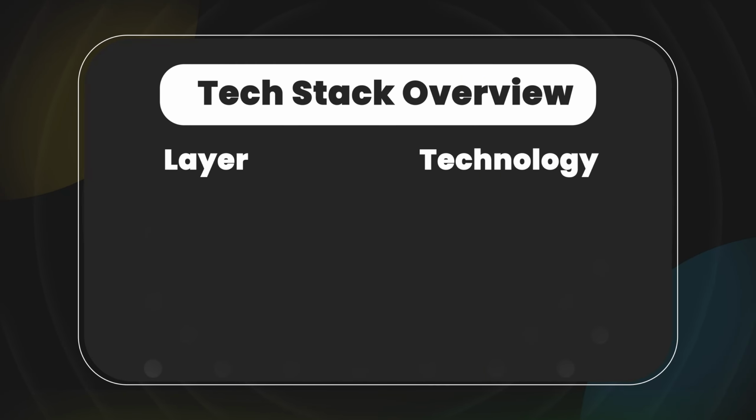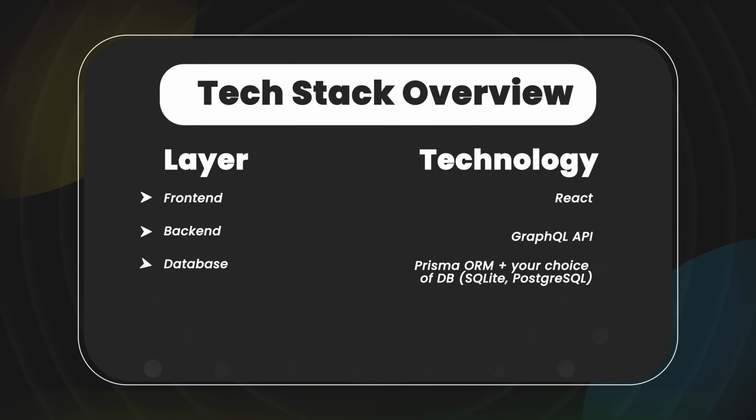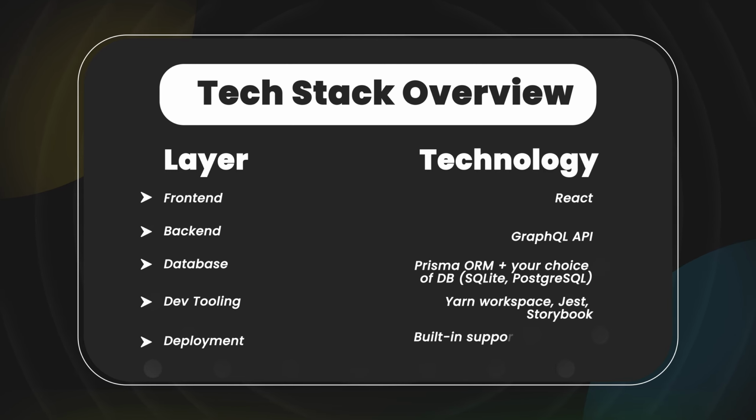Under the hood, here's what Redwood gives you: React for your front end, GraphQL for talking to the server, Prisma as your ORM for the database. It supports SQLite and the database of your choice. What about dev tooling? You got Yarn Workspaces, Jest, and Storybook. And for deployment, one-click support with Netlify, Vercel, or AWS.